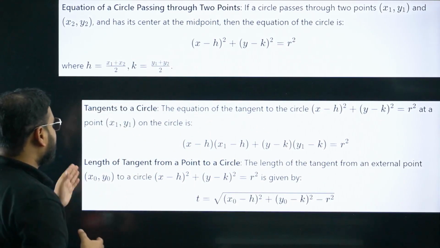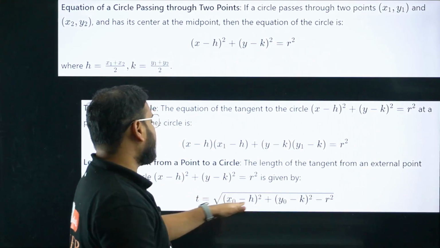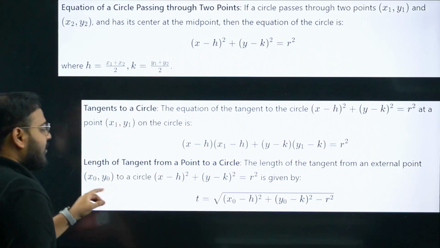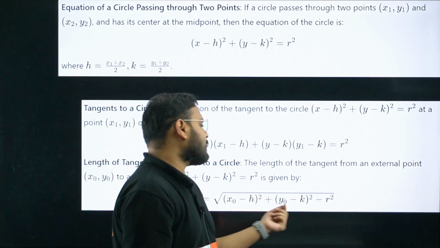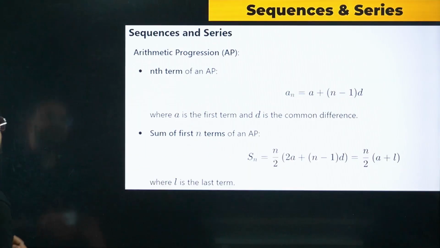Okay, chaliye. Length of the tangent, this is useful. This is very, very useful. Please go ahead and learn it as well. x0 comma y0 is the point given here. Please check. The length is the square root of (x0 minus h) the whole square plus (y0 minus k) the whole square minus r square. Okay, chaliye. So what else we have, sir?